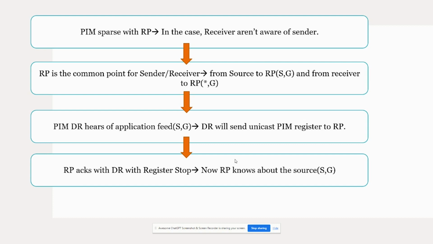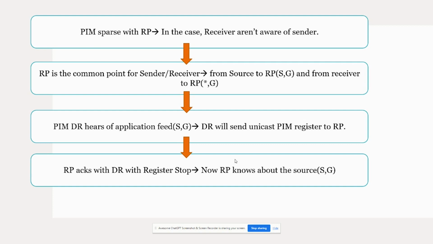And basically, RP is the common point where sender and receiver meet. So basically from the source to RP, the S comma G tree is built, and from receiver to RP, star comma G, which is a shared tree, is built. So in this section, in the case of an application sending data to the RP, out of multiple RPs, there is an election to decide which router or device will serve as the RP.